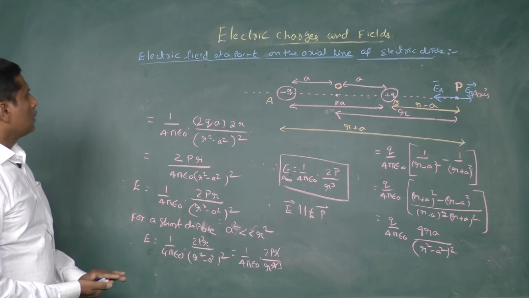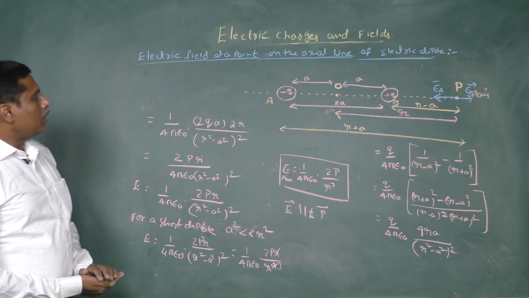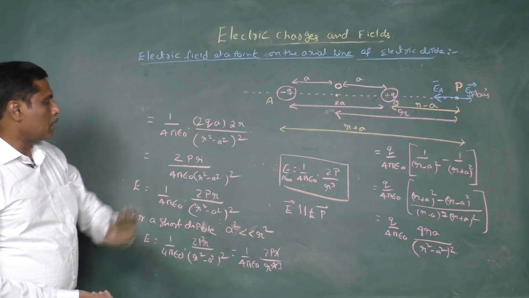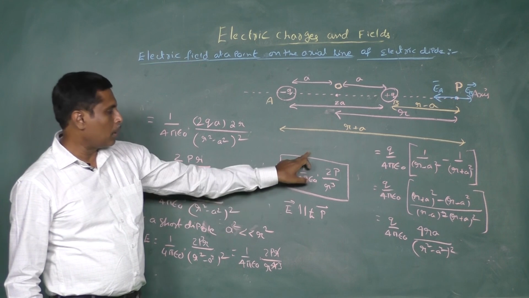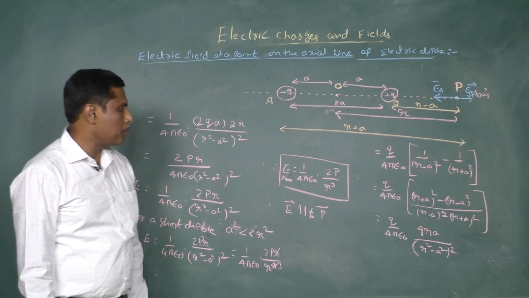This is about the expression for the electric field intensity at a point along the axis of the electric dipole. E is equal to 1 by 4 pi epsilon naught into 2P by R cube.